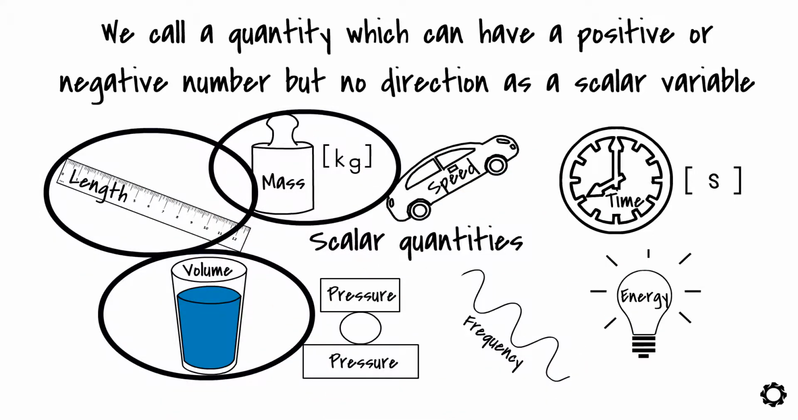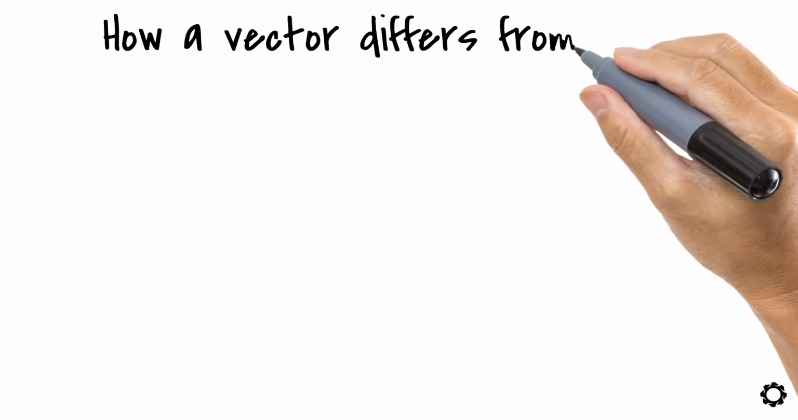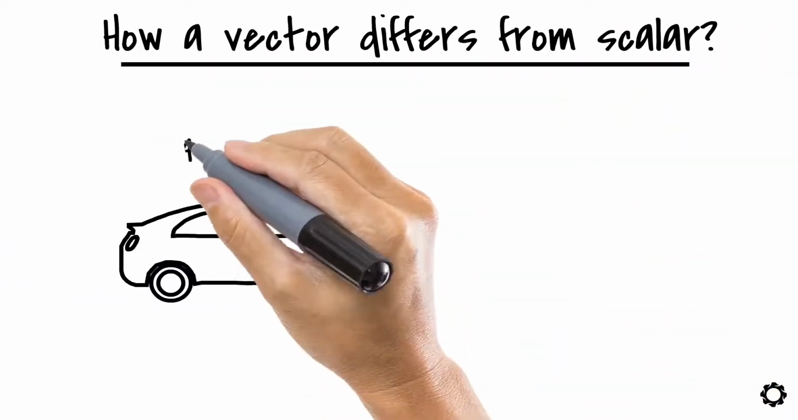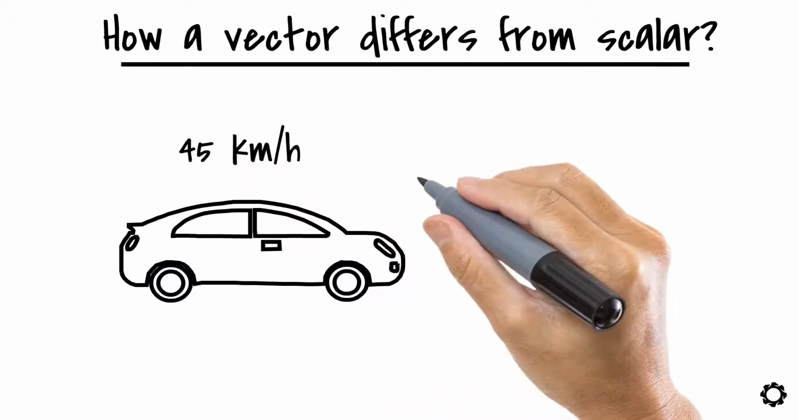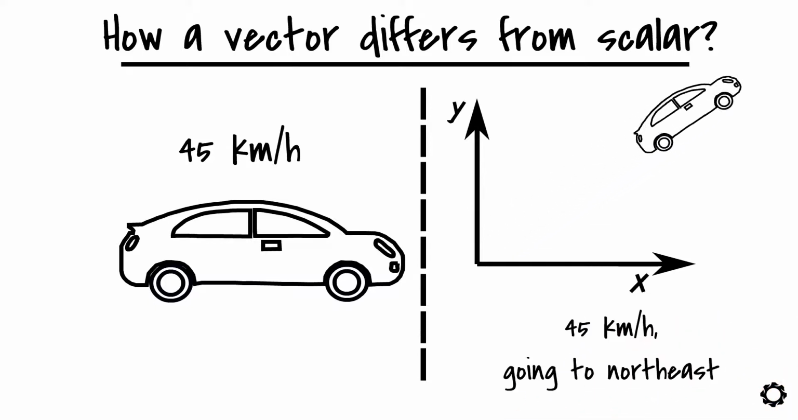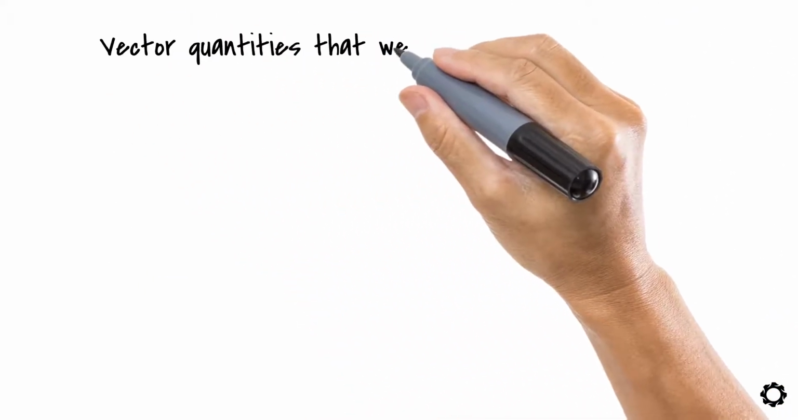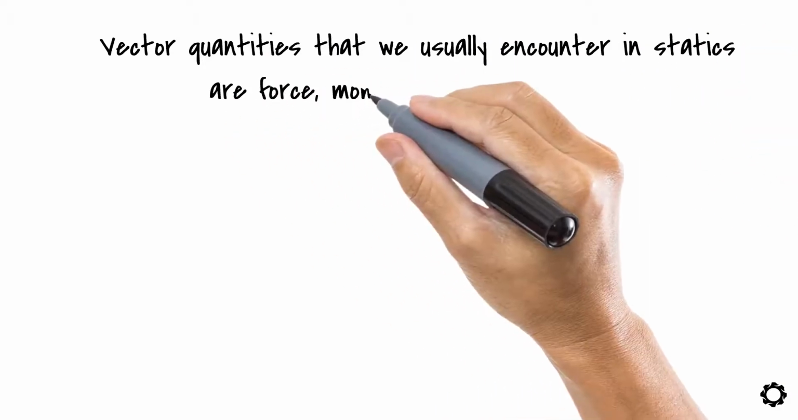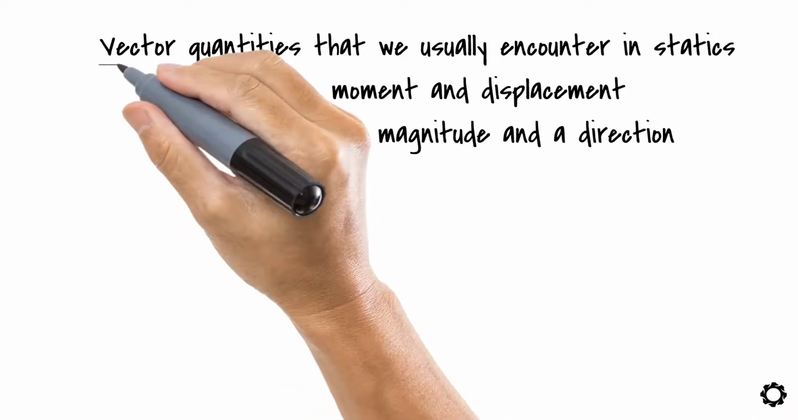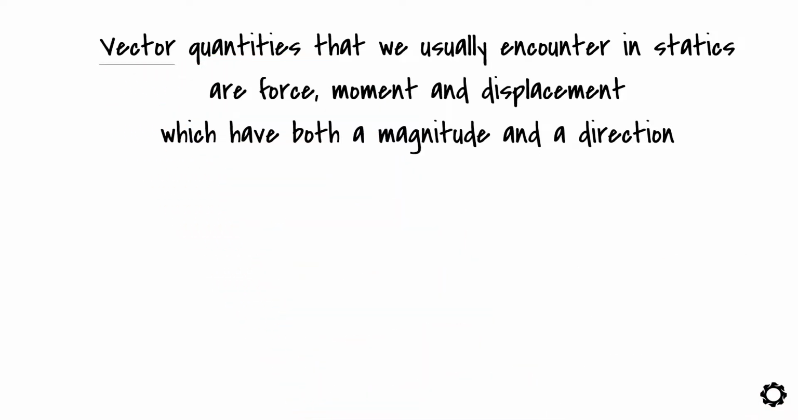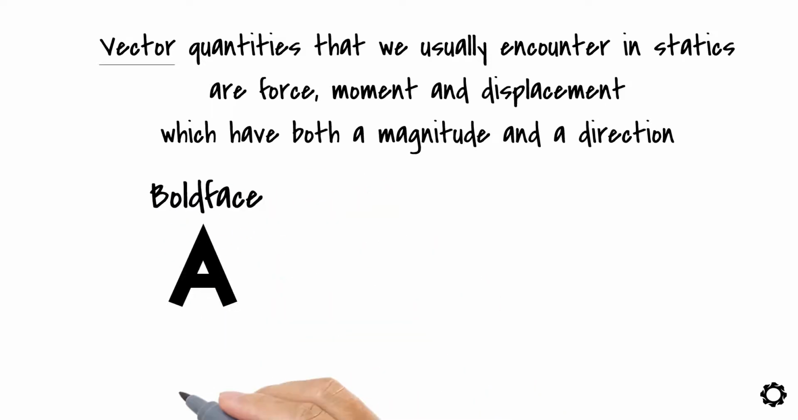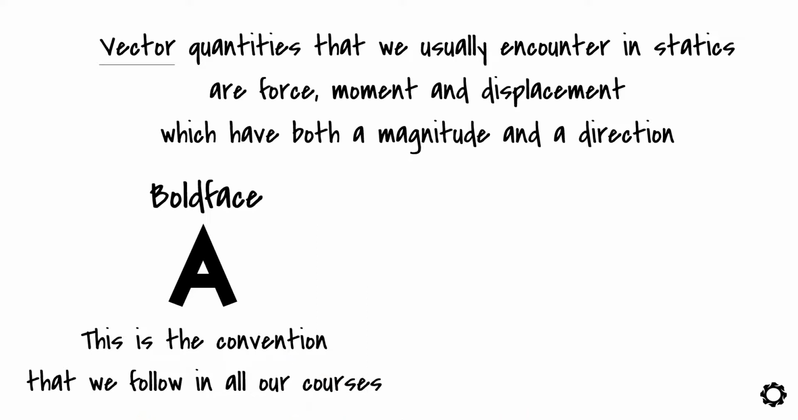At this point, you may wonder how a vector then differs from a scalar. Well, the answer is quite simple. A scalar variable has only a magnitude, whereas a vector has both a magnitude and a direction. The most common vector quantities that we usually encounter in statics are force, moment, and displacement, which have both a magnitude and a direction. When we want to describe a vector by using typing, we represent it in boldface, for example, A. This is the convention we will follow in all our courses.